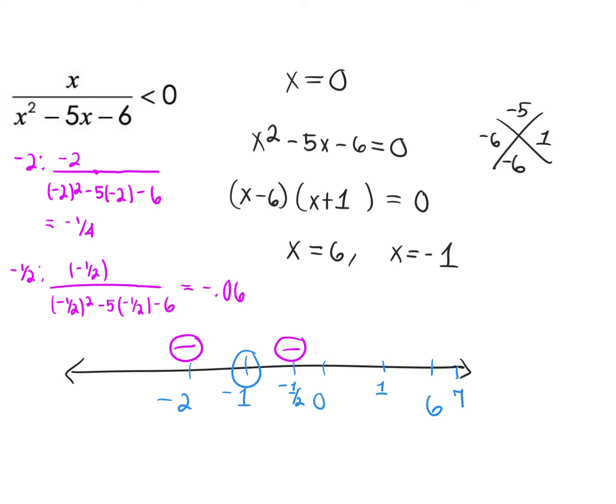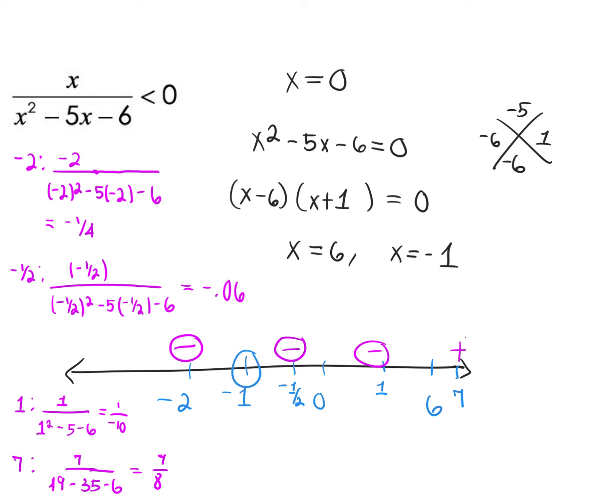And then at 1, we have 1 over 1 squared minus 5 minus 6. And that's going to be 1 over -10. So that'll be also less than 0. And then we also will test the 7. So that's going to be 7 over 49 minus 35 minus 6, which is going to be 7 over 8, which is greater than 0.